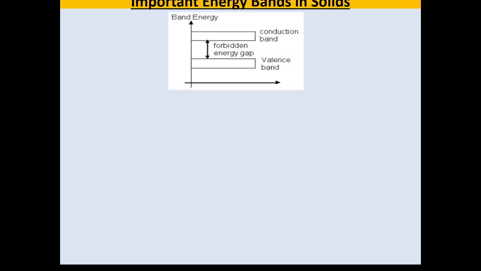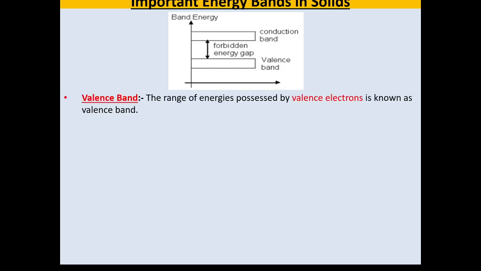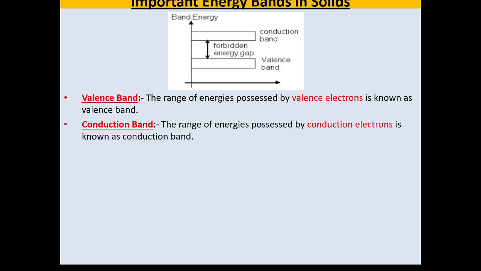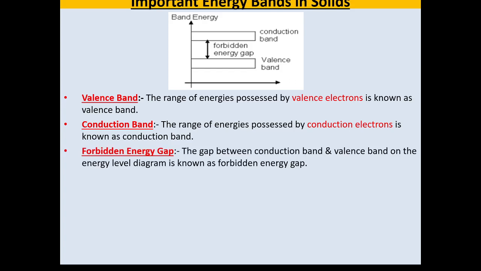As shown in the figure, we have shown two energy bands here, valence band and conduction band. The range of energies possessed by valence electrons is simply known as the valence band, whereas the range of energies possessed by conduction electrons, or we can say free electrons, is called the conduction band. And the gap between the conduction band and valence band on the energy level diagram is called the forbidden energy gap. The meaning of forbidden is not allowed.